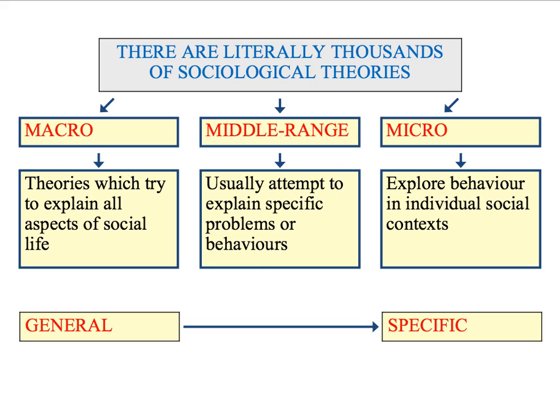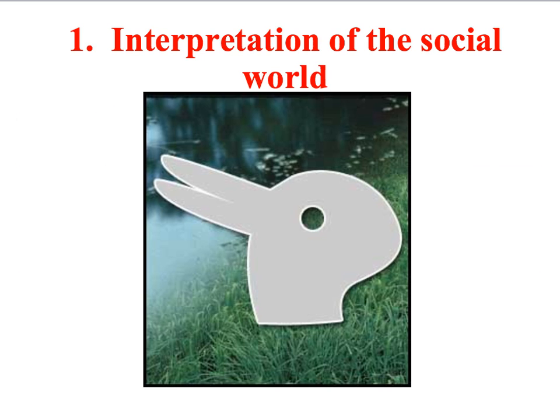And because interactionism is interested in small-scale interaction, it's an example of what we call a micro perspective. The other theories that we've looked at so far are more general approaches, macro perspectives that stand back and look at how society works as a whole, whereas micro perspectives try to explore behaviour in much more detail in individual social contexts.